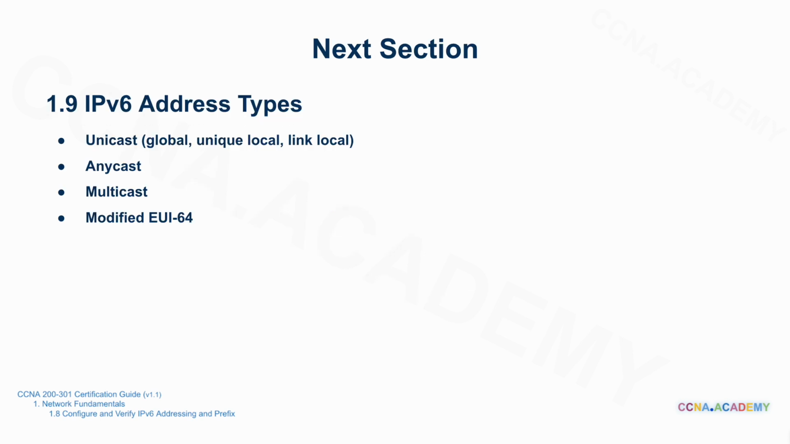Up next, Section 1.9. We'll explore IPv6 address types, including unicast, anycast, multicast, and how modified EUI-64 works in practice.